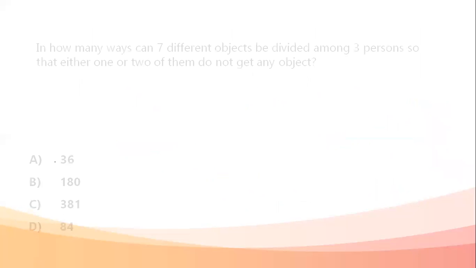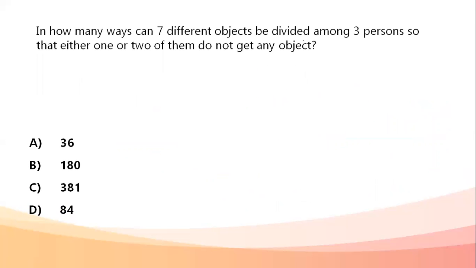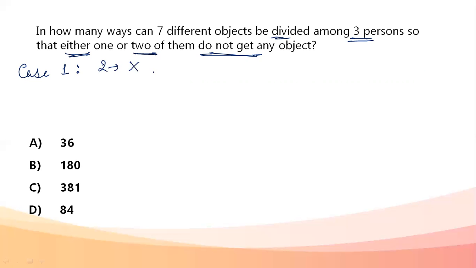Okay, next question. In how many ways can seven different objects be divided among three persons so that either one or two of them do not get anything? Okay, now this is a different type of situation where one or two of them do not get anything. Let's look at the cases. So we are going to form cases so that we can see the clarity of the number of ways in each case. So case number one is two guys don't get anything and all the items go to only one person. So two of them are not getting anything and one is getting everything.